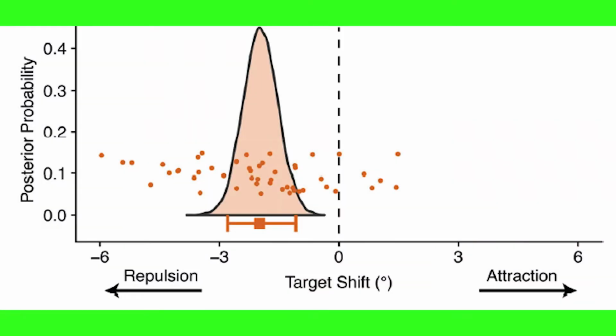So here, you can now see that the peak of the probability distribution is near -2, and the error bars don't reach anywhere near 0. And very few of the individual dots are above 0. The two colors were repelling each other in working memory.